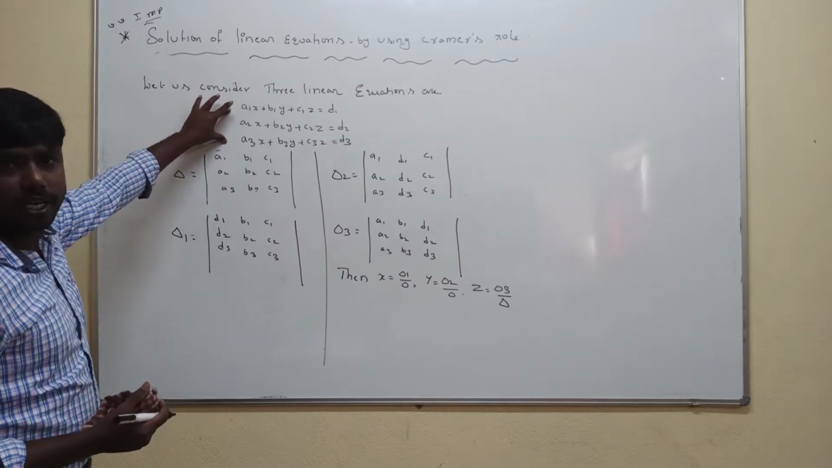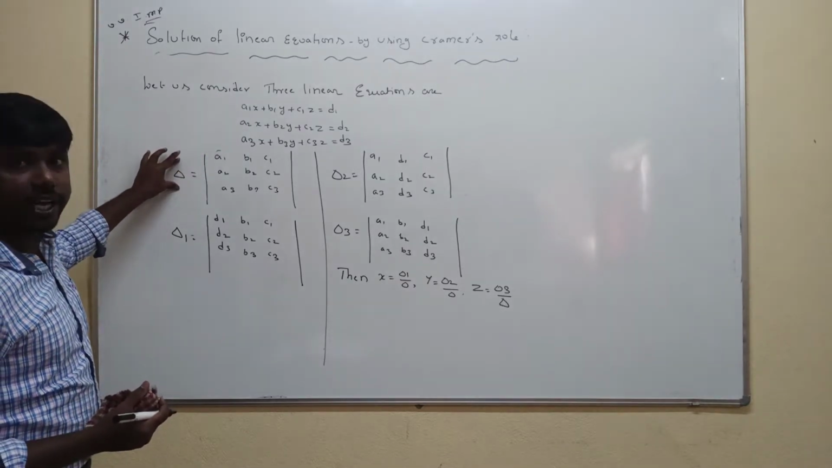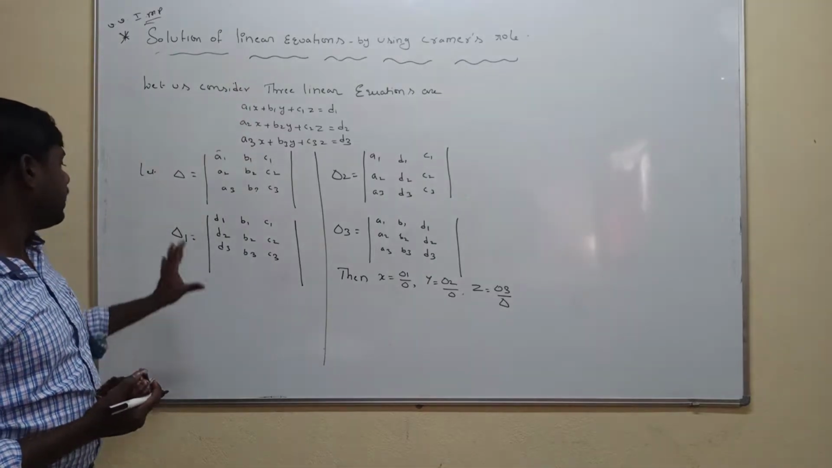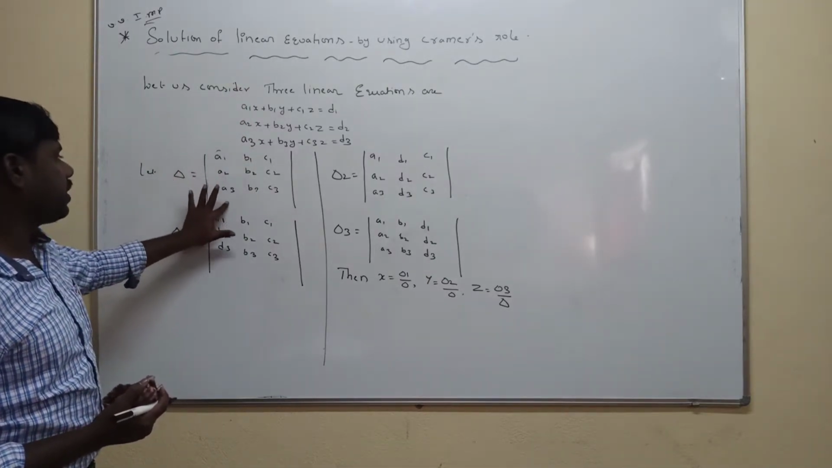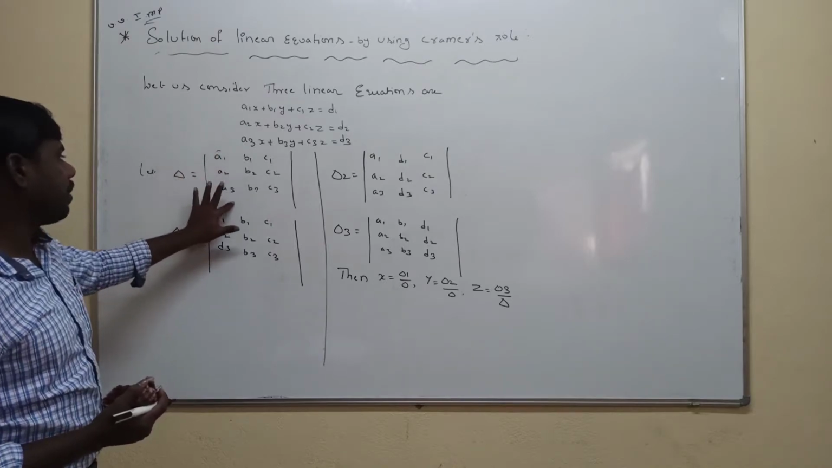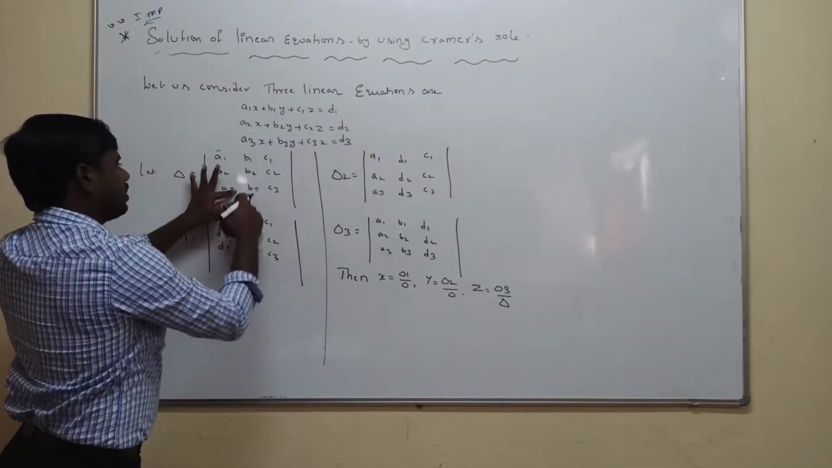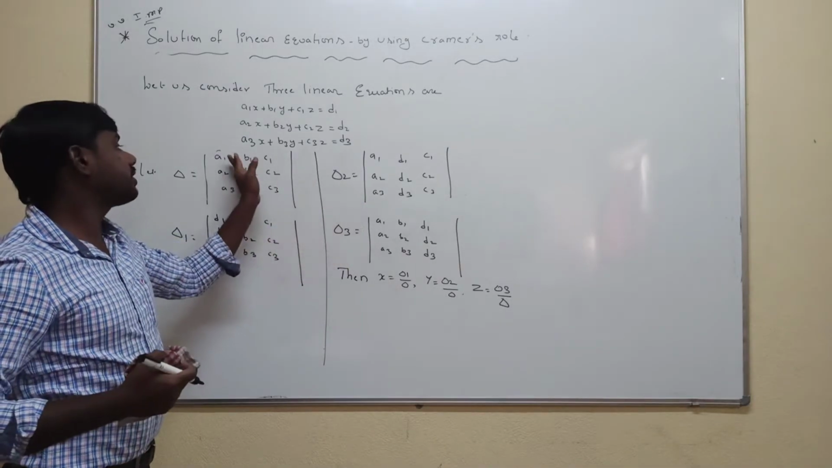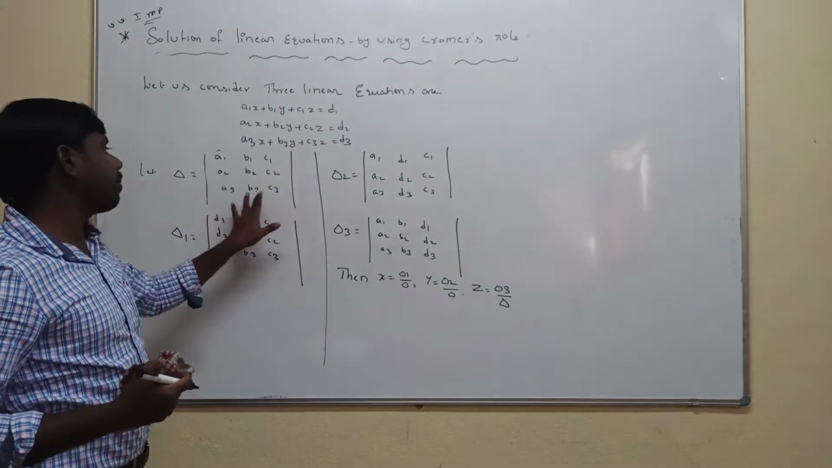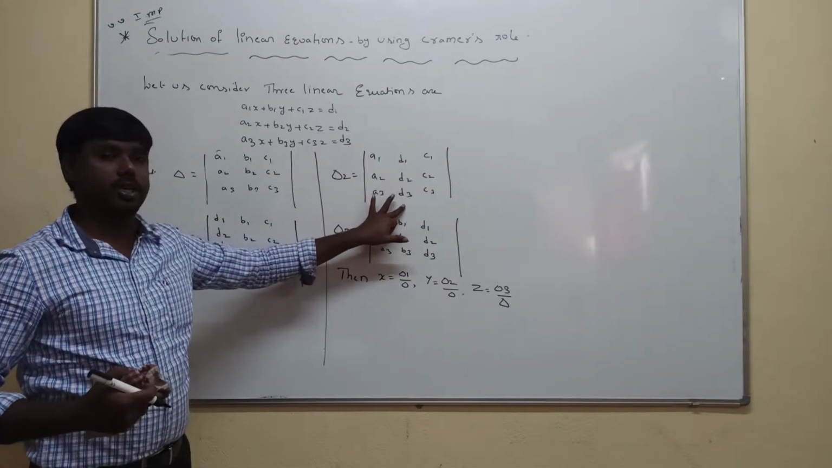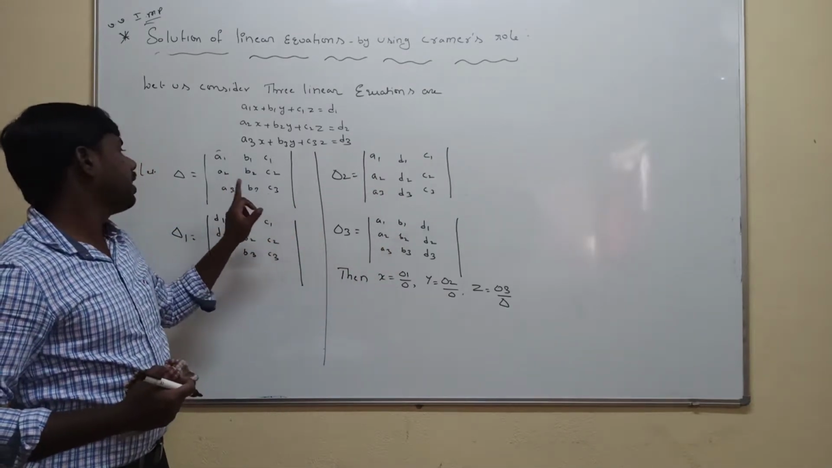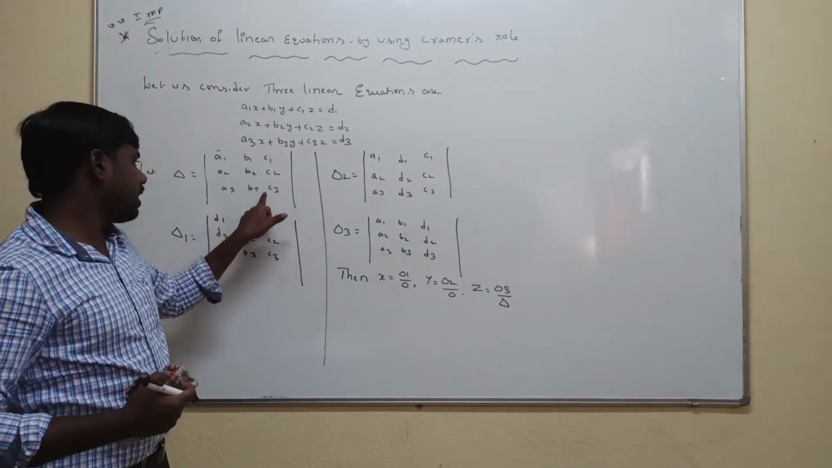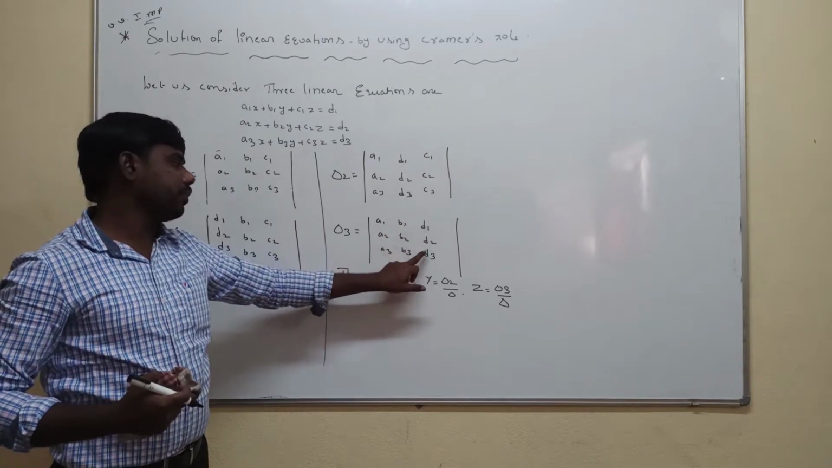First we assume three linear equations. For delta, we take the x, y, z coefficients in the given equations. For delta 1, we take delta and replace the first column by D1, D2, D3, with the second and third columns written as this. Delta 2 is the second column replaced by D1, D2, D3, with the first and third columns as this. Next is delta 3: the first and second columns as they are, and the third column replaced by D1, D2, D3.